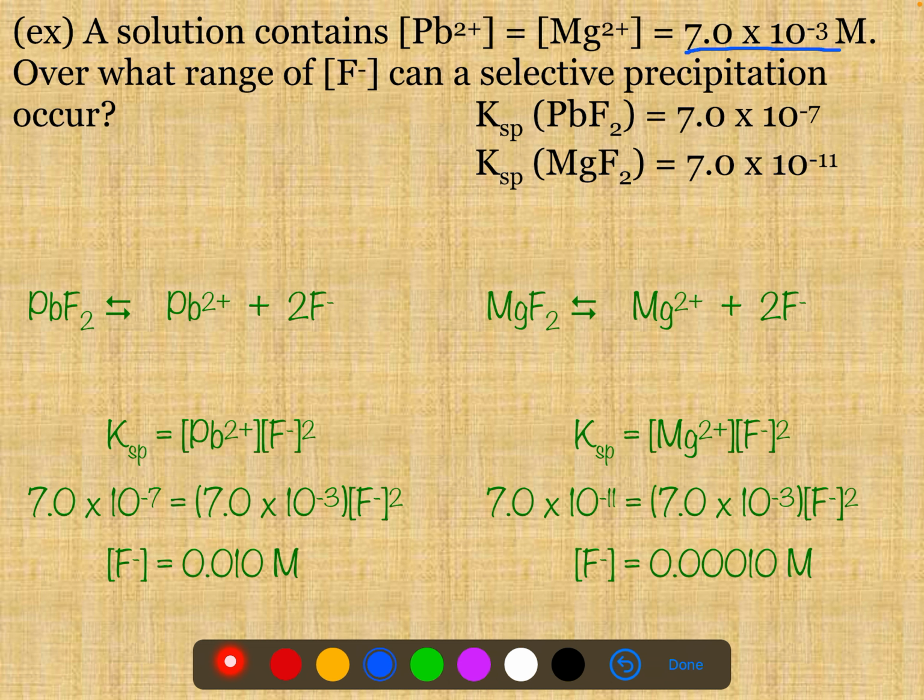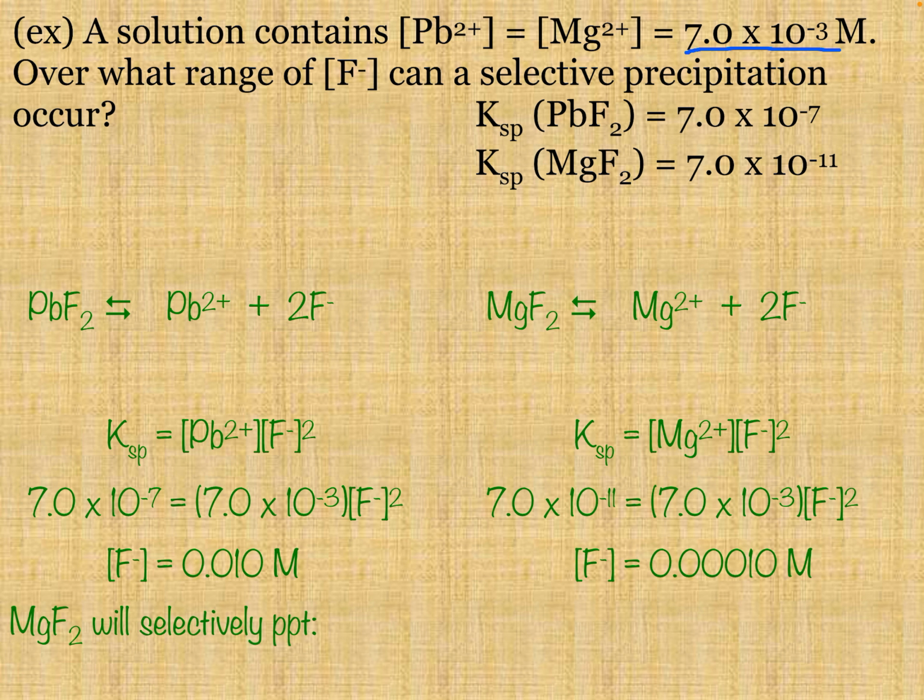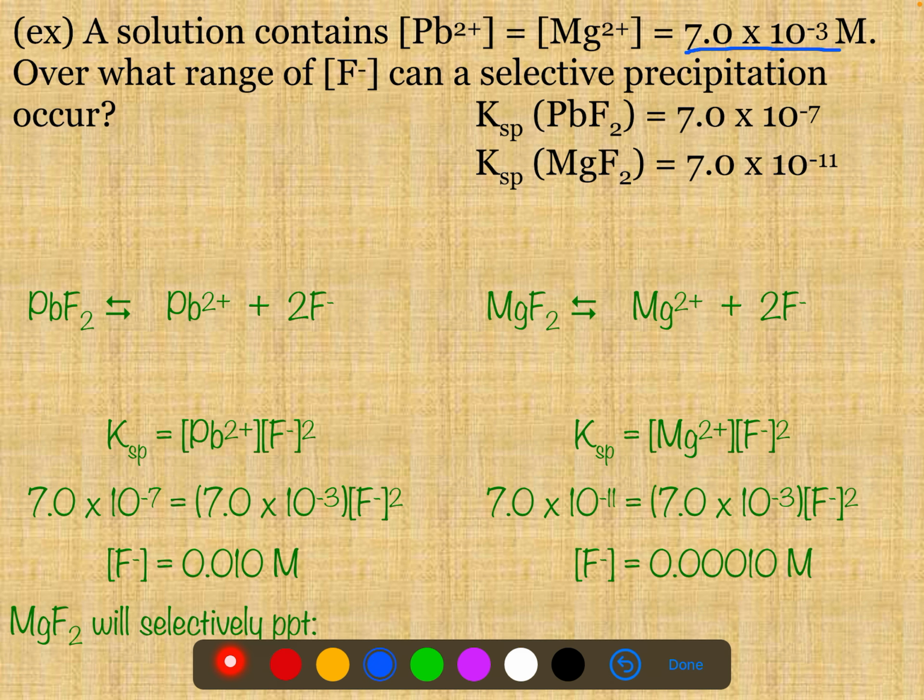So that means that the magnesium fluoride is going to precipitate first, and it can precipitate anywhere between that 0.00010 molar and less than 0.010 molar, because if it reaches that 0.010 molar, the lead is also going to start to precipitate. So we would have to find a fluoride concentration in between those two to be able to precipitate out the magnesium fluoride, but not the lead 2 fluoride.